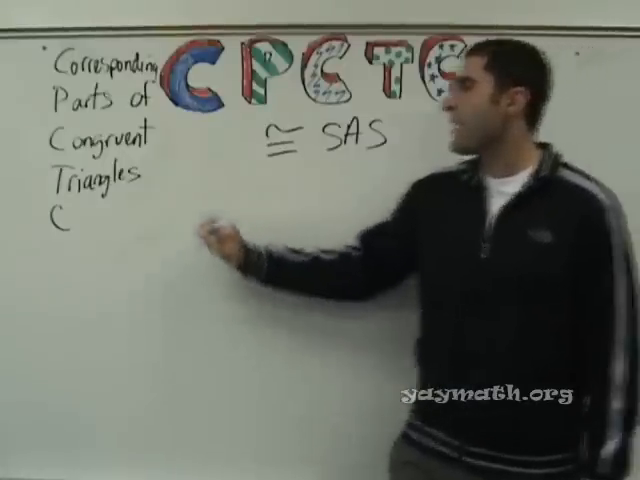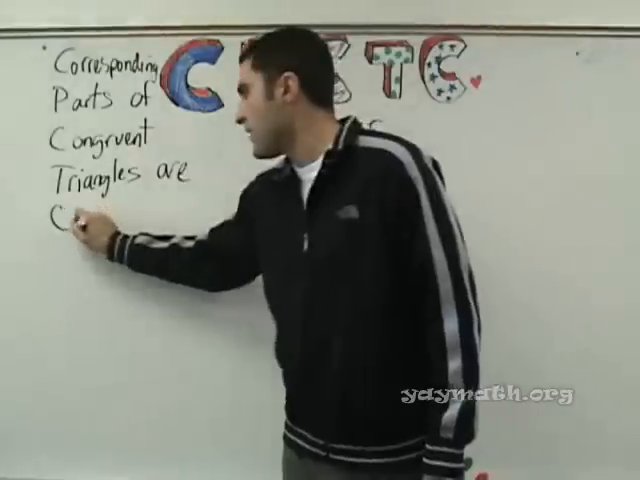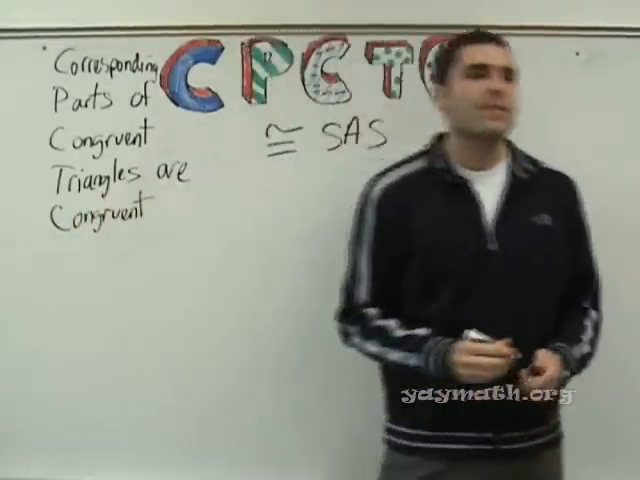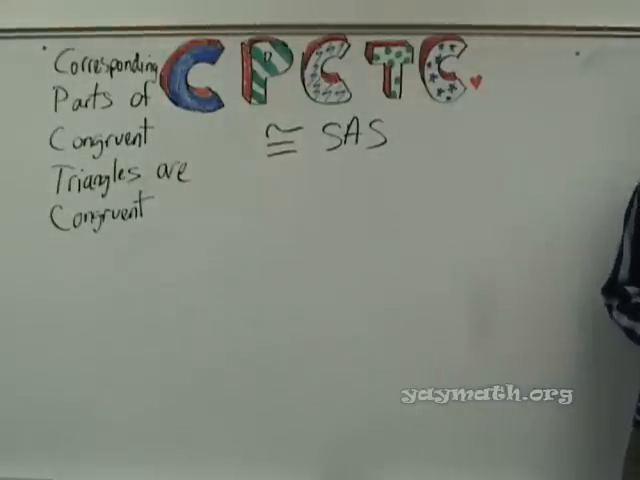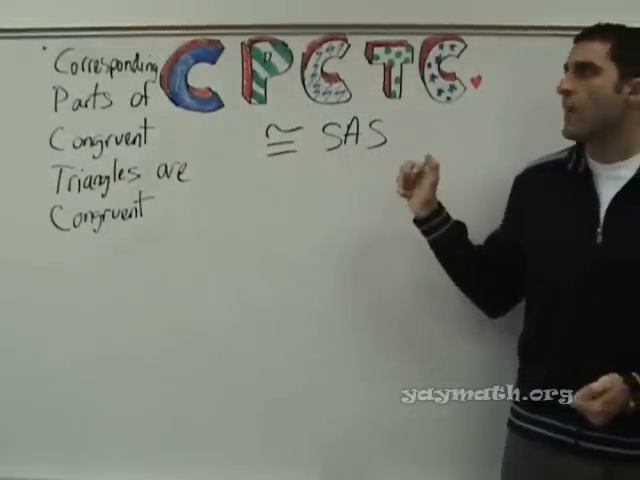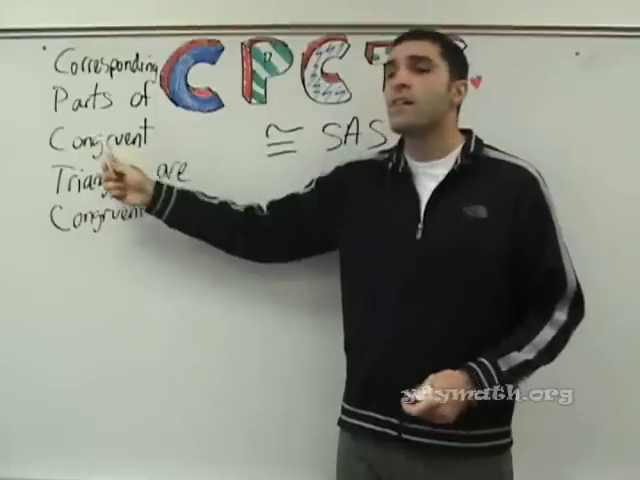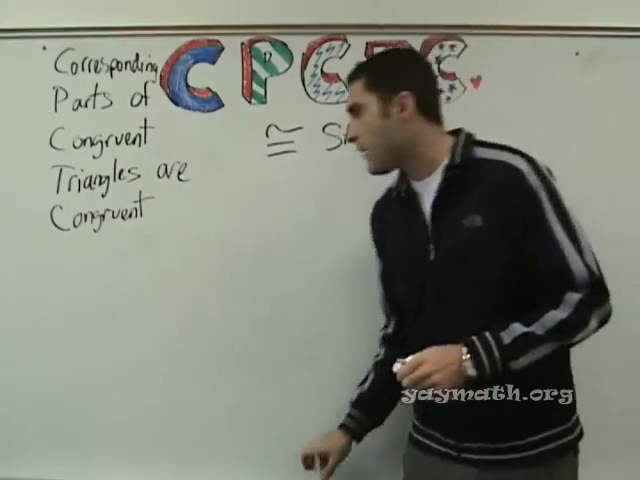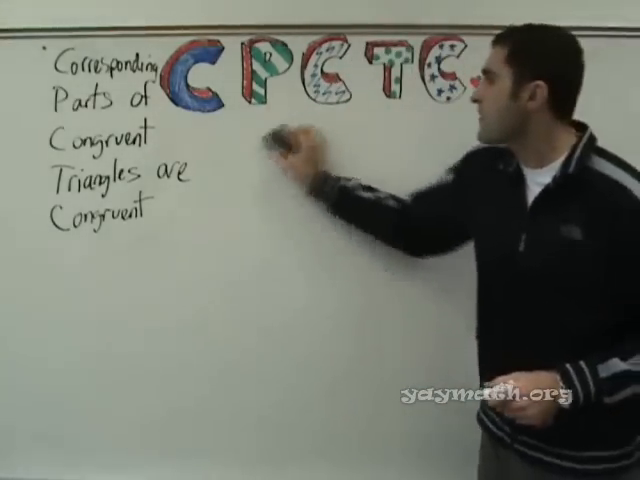Corresponding parts of congruent triangles are congruent as well. Right? That's what it means. Any question of the definition, please feel free. If you have two triangles that are already congruent, then the parts are congruent. Okay, and we're going to do one proof to demonstrate this.